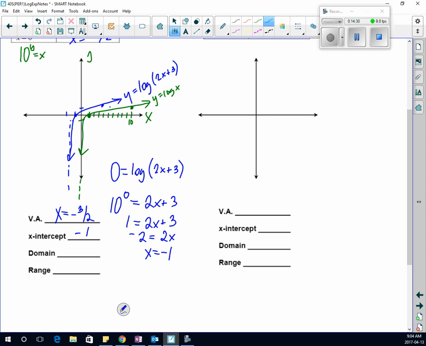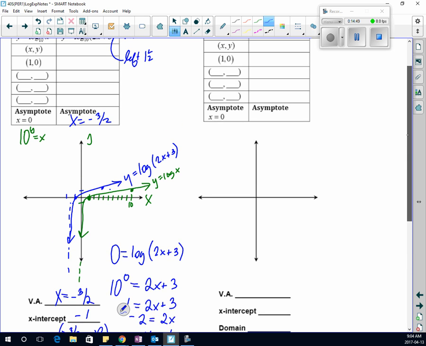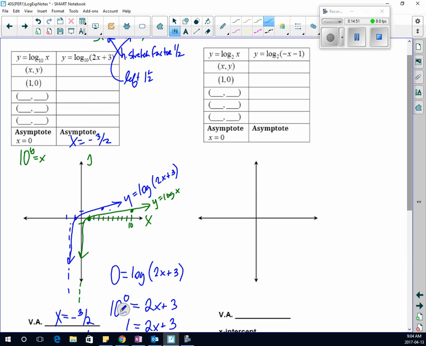Do you see how I did it this time? All right. Domain: -3 over 2 to infinity, and the range is all reals, right? Okay. Next one. You good? All right. How about this one? What happened here?